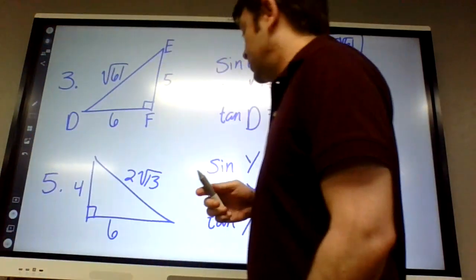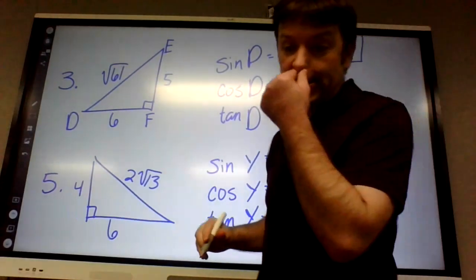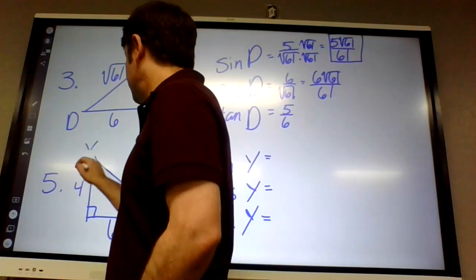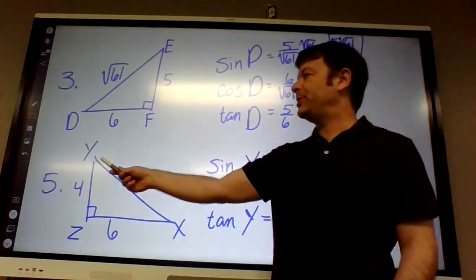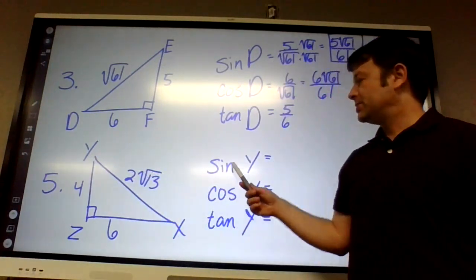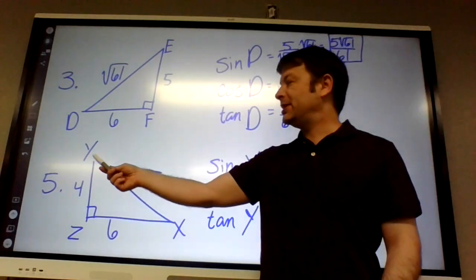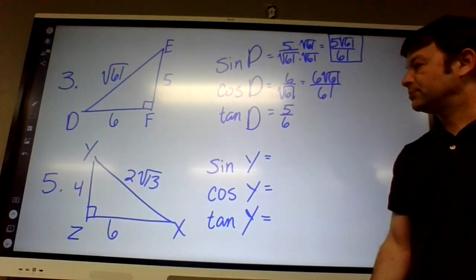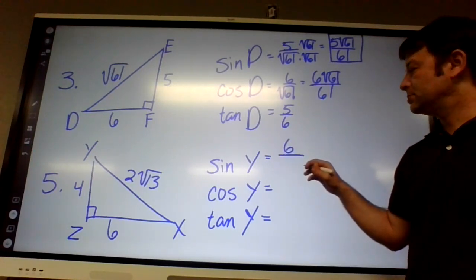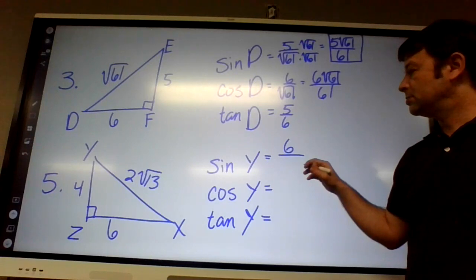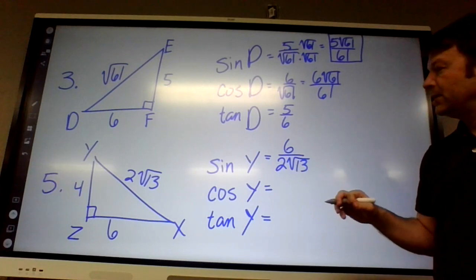Okay. Where are we at? Craig. So, oh, I didn't put the letters in. It's Y, Z, X. Okay, this one's a little bit different because Y is up here instead of down here. So sine is supposed to give us opposite over hypotenuse. So Craig, what is the opposite of angle Y? 6. Right. And what is the hypotenuse? 2 square root of 13. Yes, 2 square root of 13.